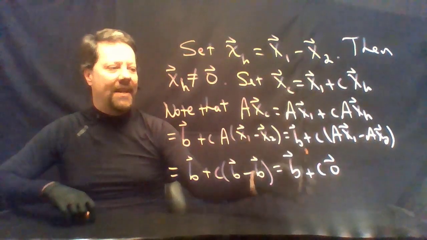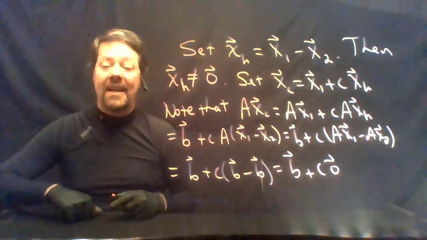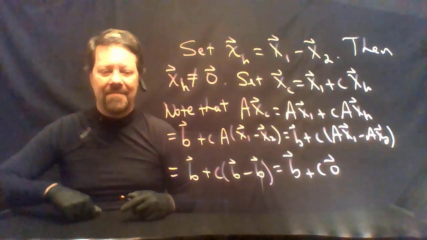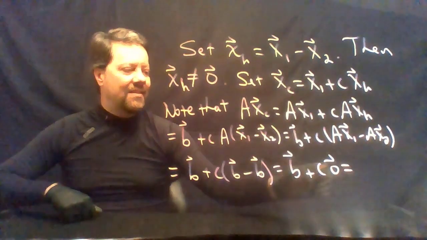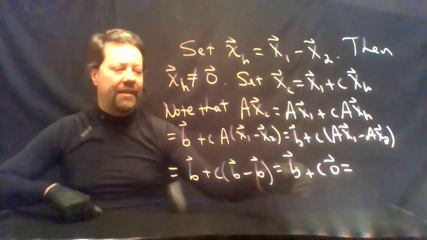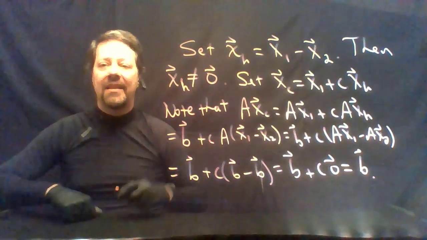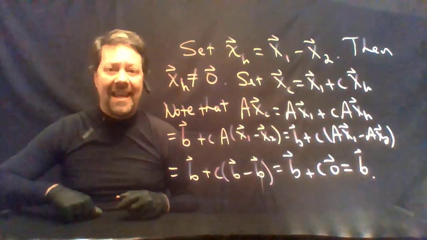A times x sub h is the 0 vector, which means x sub h is one of the homogeneous solutions. c times 0 is the 0 vector plus b is b. That shows us x sub c is a solution for any c.